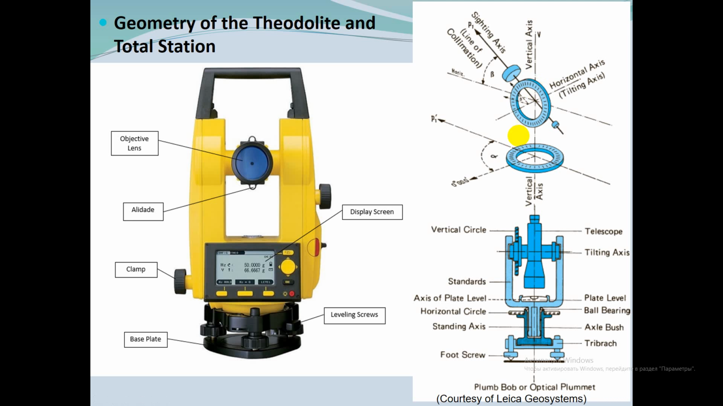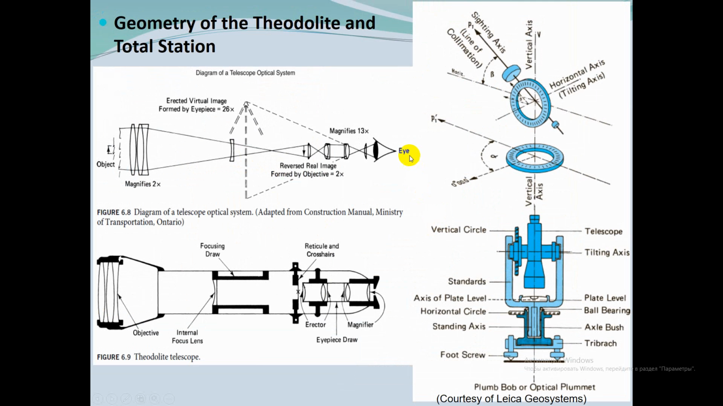The line of sight should be perpendicular to the horizontal axis. The horizontal axis should be perpendicular to the vertical axis, a standard adjustment. And in addition, the vertical circle should read 90 degrees when the telescope is level.